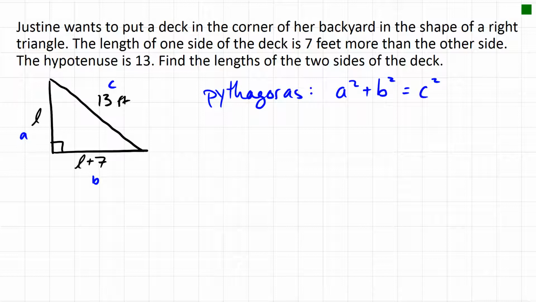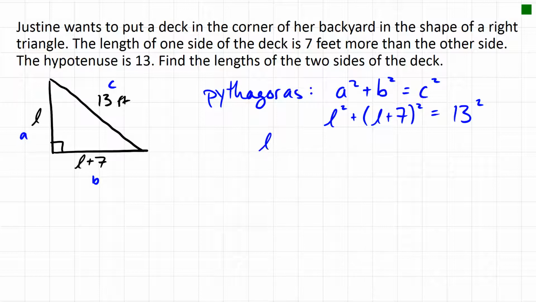a squared plus b squared equals c squared. Well, a, I'm going to say, is that length that we don't know, L, and b is the other side, which is L plus 7. And all that's equal to c squared, which is 13 squared. And to solve this equation, I'm going to have to do a bunch of rearranging.